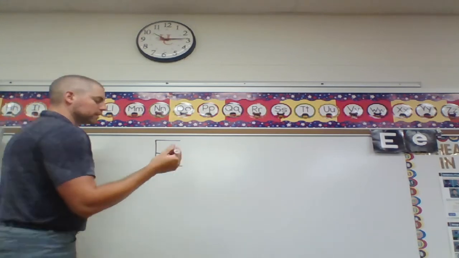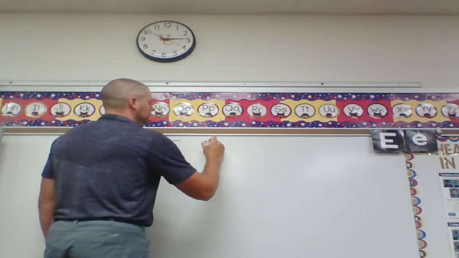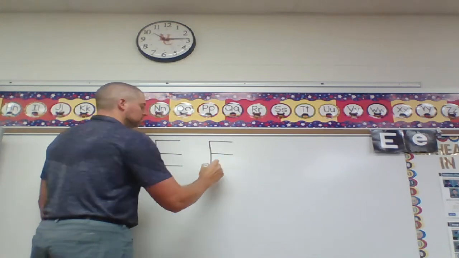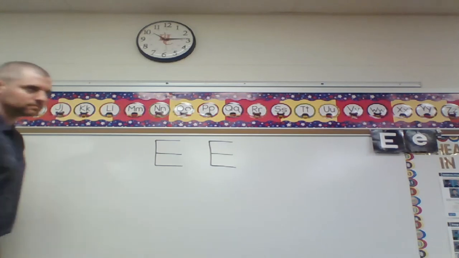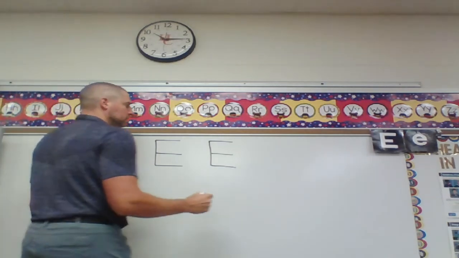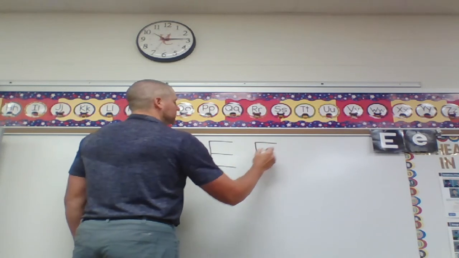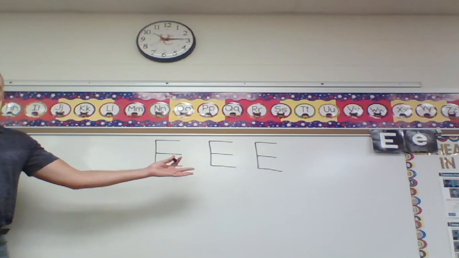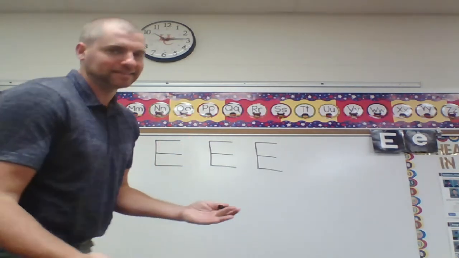Okay, let's do two more. Straight line down, and I pick up. Top, line across. Middle, line across. Bottom, line across. Just like that. I'm going to do one more a little faster. Top to bottom, top, middle, bottom. Capital E. Try to do your capital E's just like mine.